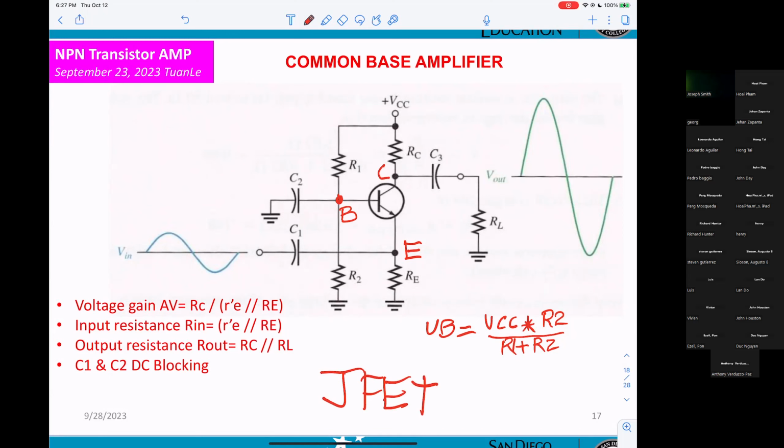Field effect transistor. Also, they can be amplifiers. They can be common source, common drain. Okay, that means the same three, same like bipolar.